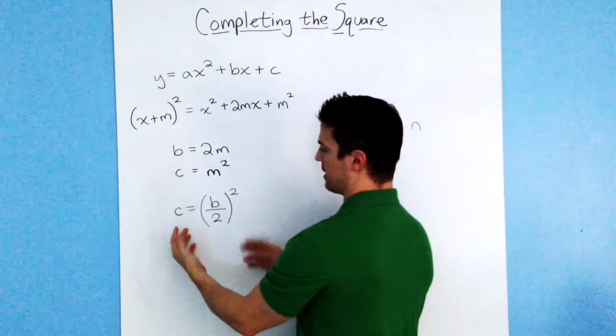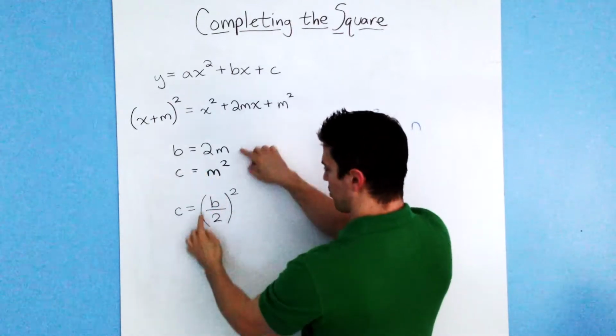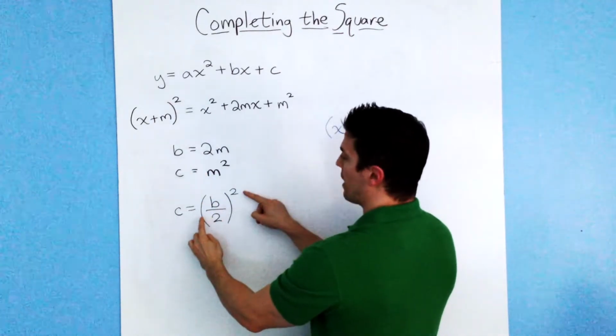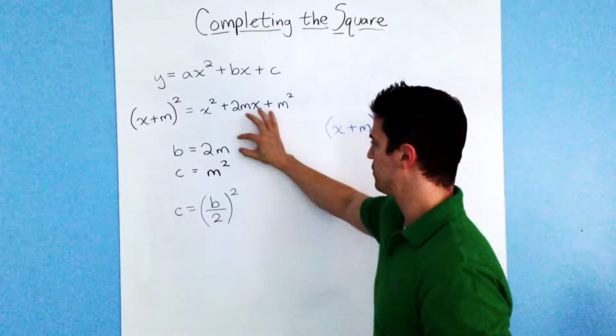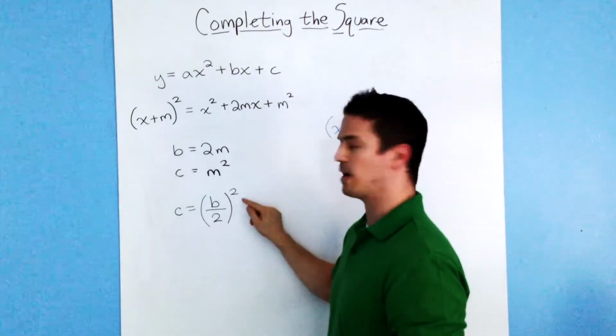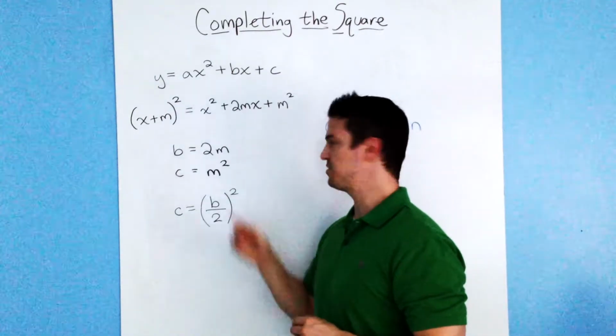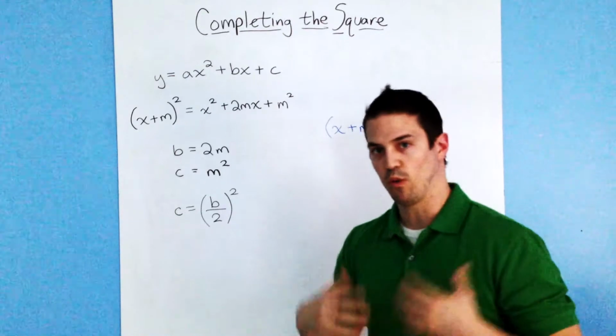And another way of writing it would be, if you just take this b term and divide it by 2 and square it, you end up getting the c term. So if you took 2m, divided it by 2 and squared it, you would get the c term, which is m squared. Now, what does this allow us to do?